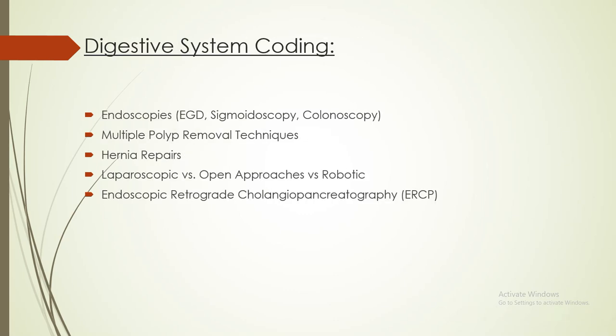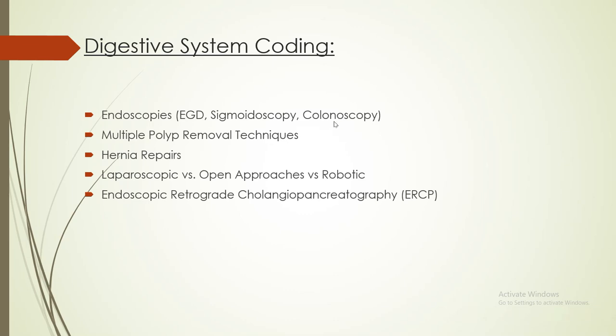Okay, so next one, digestive system coding. Here in endoscopy, most importantly live coding, you will code EGD, sigmoidoscopy and colonoscopy. When do we use EGD? What is the medical necessity for EGD? When do you use sigmoidoscopy or colonoscopy? How to differentiate whether the physician has performed sigmoidoscopy or colonoscopy? What are the landmarks you need to find in the operative report in order to code EGD, sigmoidoscopy as well as colonoscopy?